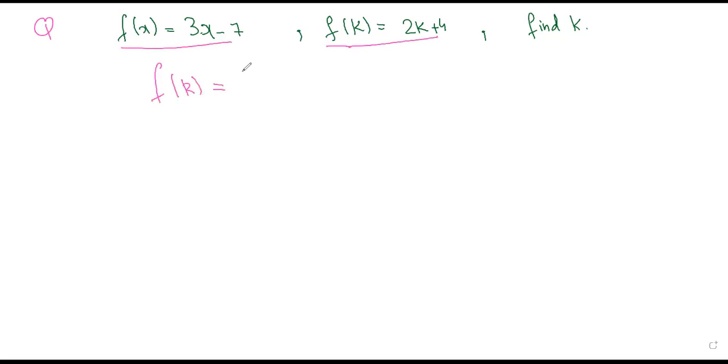F of k is going to be 3 into the value of x, that is k in this case, minus 7. So this is 3k minus 7. And we know that f of k equals 2k plus 4. So I can write it as f of k, that turned out to be 3k minus 7 equals 2k plus 4. My equation is this.